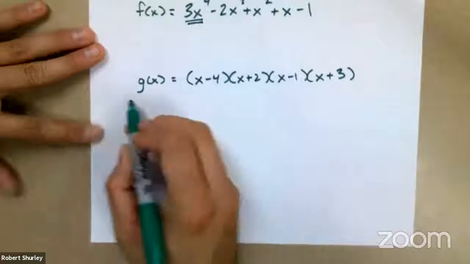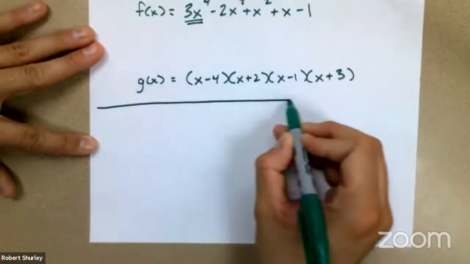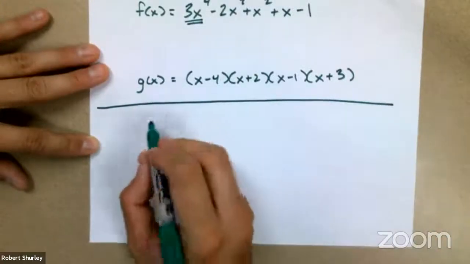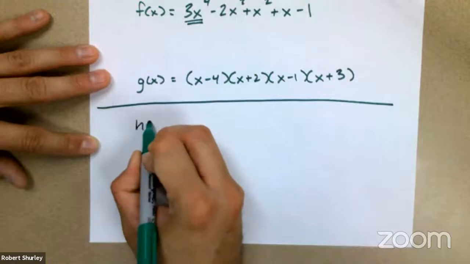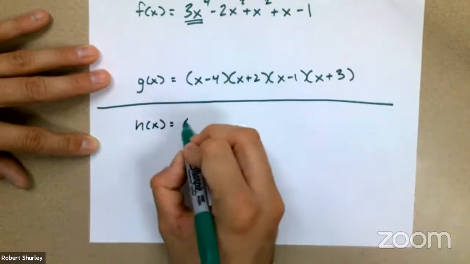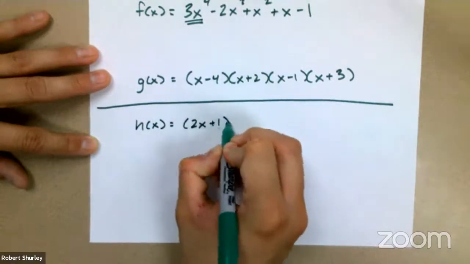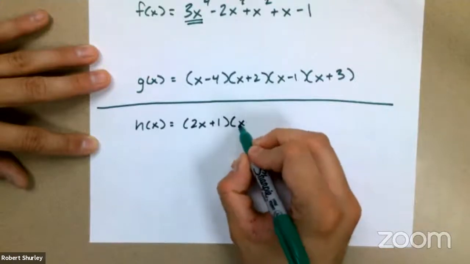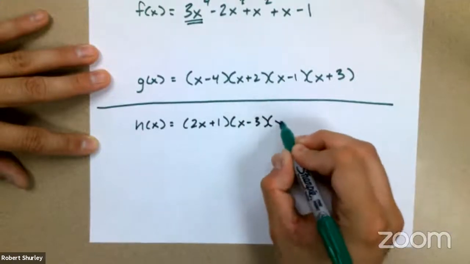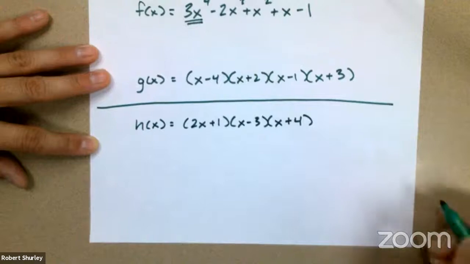So I'm going to start, actually, I'm going to kind of pause this. I'm going to start with a factored polynomial. I'm going to say h of x equals (2x plus 1) times (x minus 3) times (x plus 4), okay?